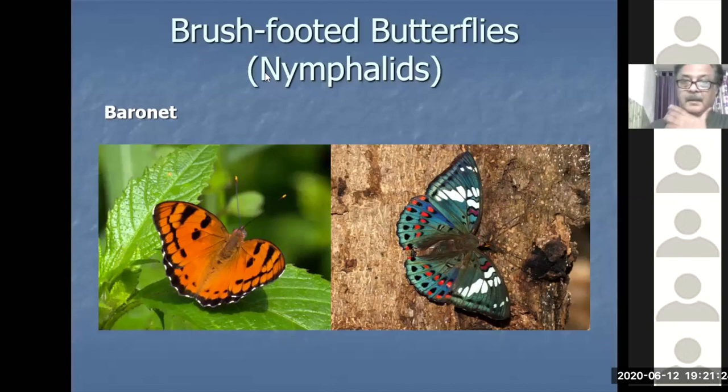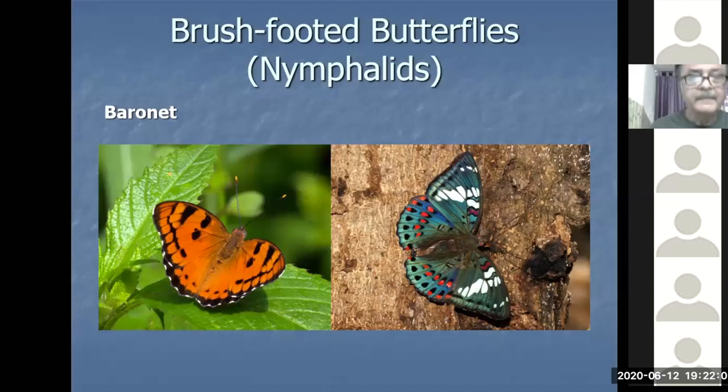So basically, these are brush-footed butterflies. They are called brush-footed because, as insects, all butterflies have six legs and walk on all six, but this group, the brush-footed butterflies, walk on only four legs. The front two legs are short, with brush-like hairs, and they use them for cleaning their face and antennae. That's why they're called brush-footed butterflies. Their scientific name is Nymphalids.